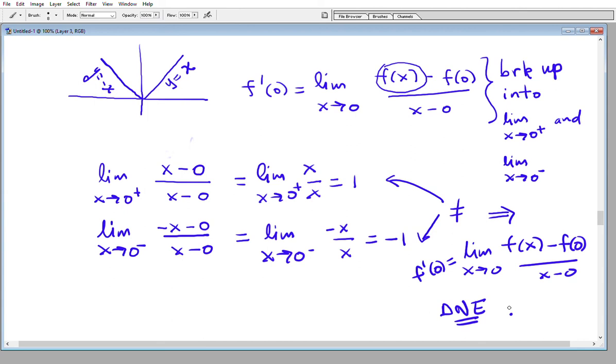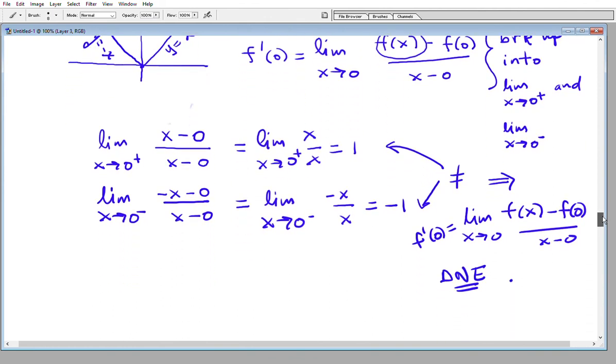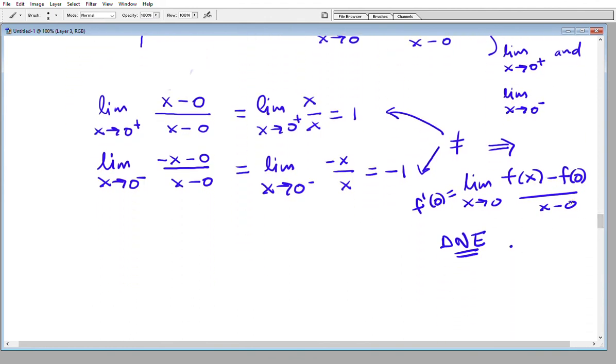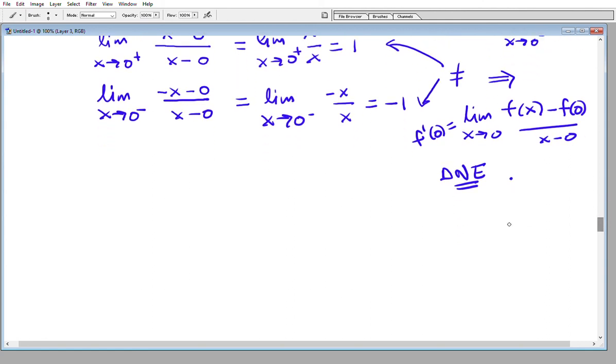Instinctively, you see, well, the slope here is 1. The slope here is -1. All over here it's 1. All over here the slope is -1. And 1 and -1, they don't connect. Okay. So that's an example of a function that's continuous at 0, but f prime of 0 does not exist.